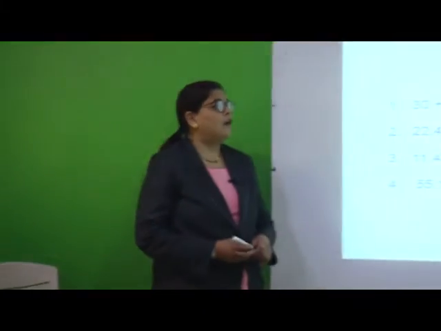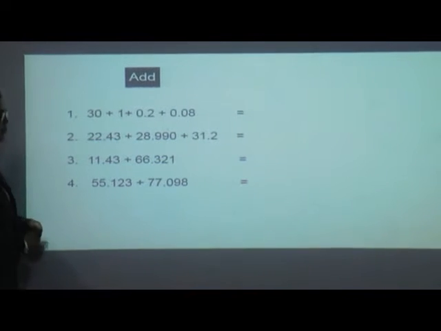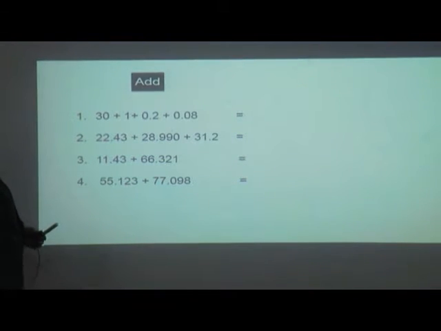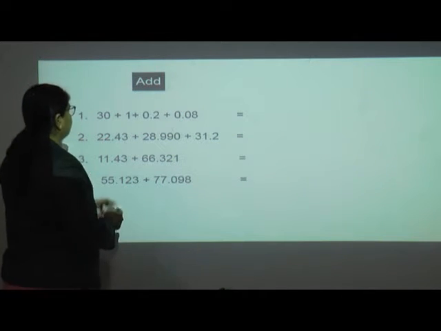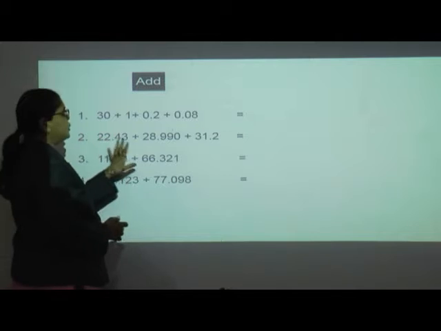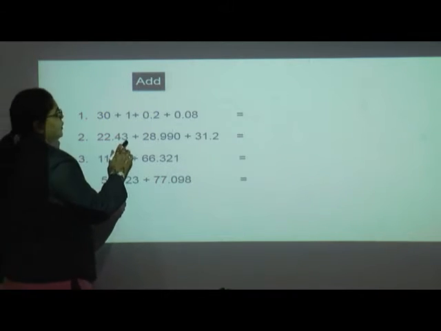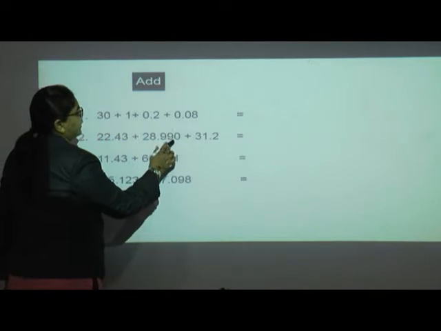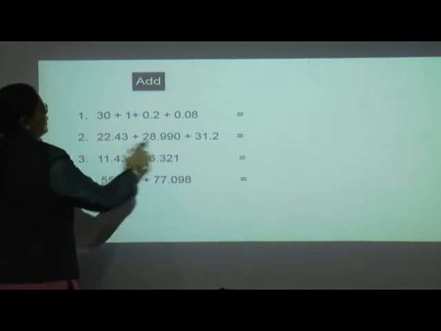So we will go one by one through the examples and try to solve how we can do the addition of decimals. We had already solved the first example. We will go for the second example. We will do it directly because it is addition, no need to write in a tabular form or a place value chart. Here we have the numbers 22.43 plus 28.990 plus 31.2.